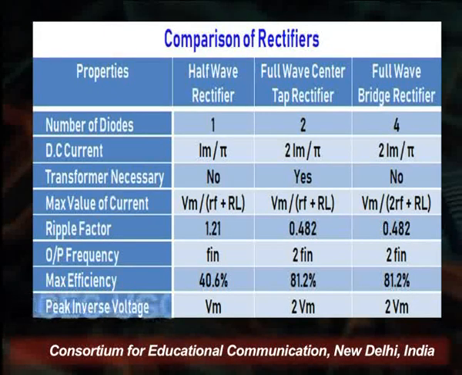Similarly there are other parameters: DC current and transformer necessary. A transformer is necessary only in the full wave center tap rectifier; in the others it is not necessary. The maximum value of the current is also given here on the screen. Ripple factor is also mentioned here, and the center tap and the full bridge rectifier have almost the same. Output frequency is mentioned here.